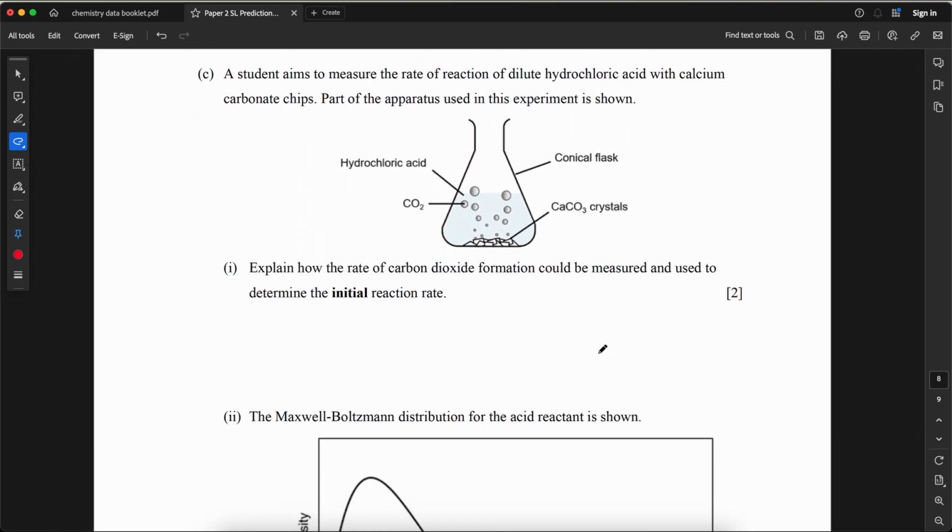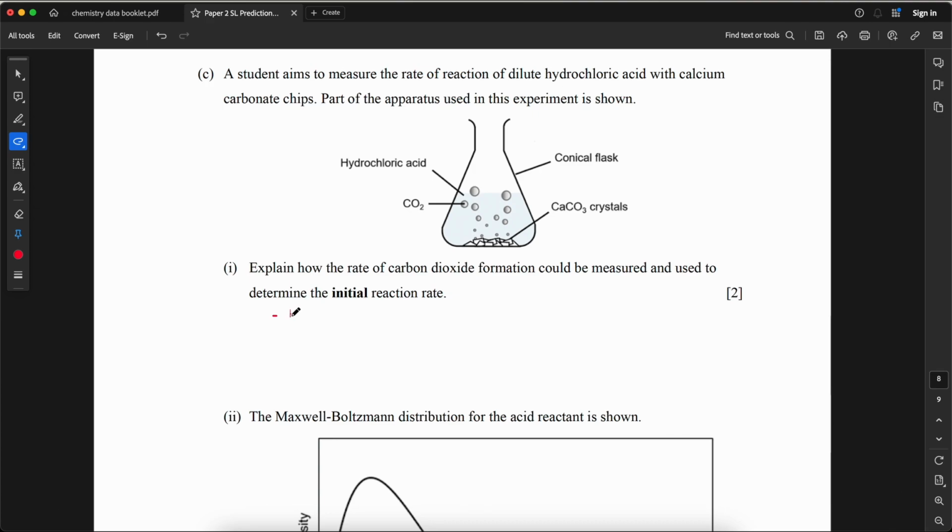A student aims to measure the rate of reaction of dilute hydrochloric acid with calcium carbonate chips. Part of the apparatus used in this experiment is shown. So there is CO2 produced when the chips of calcium carbonate react in dilute hydrochloric acid. Explain how the rate of carbon dioxide formation could be measured and used to determine the initial reaction rate.